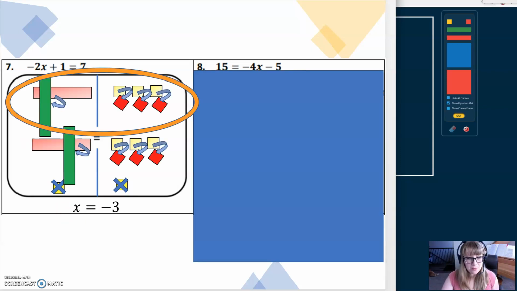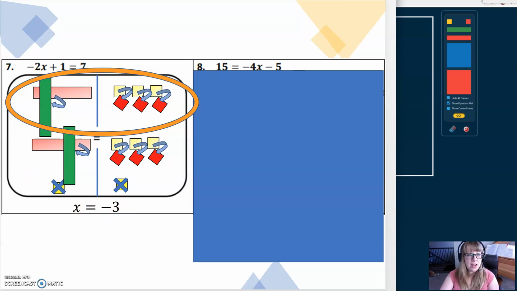So remember how we modeled that before? We took the negative and we flipped it, right? So I've kind of drawn that flip happening, and these 2 red negatives flipped to be positives, and these 6 positives then flipped to be negatives. So that means that one of these positive x tiles is balanced with and equal to 3 of those negative x tiles. So x is equal to negative 3.